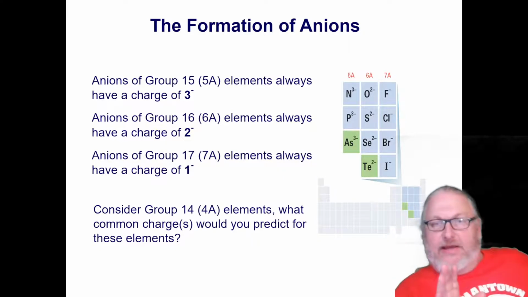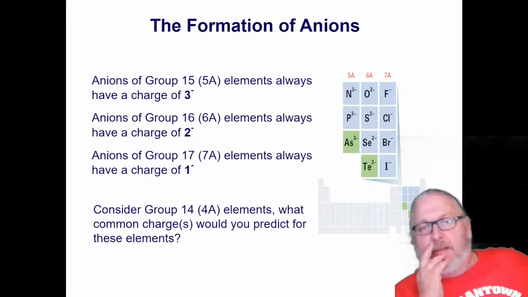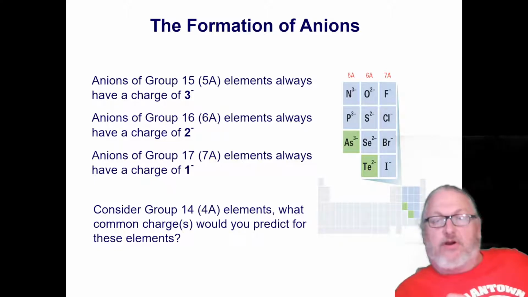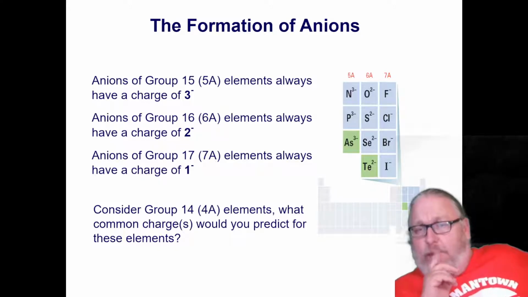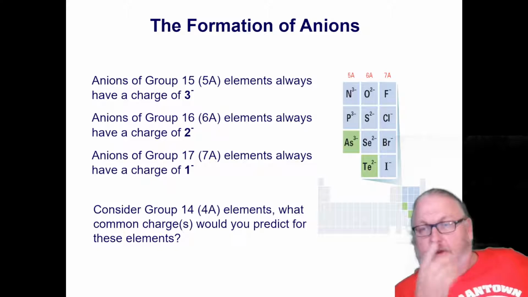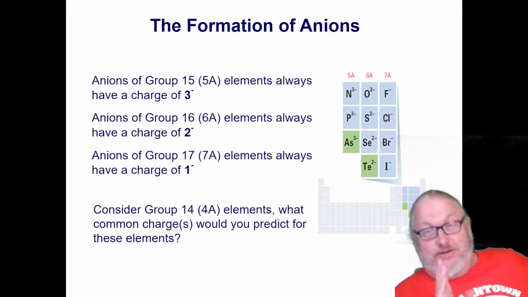Now, the anions of group 15 almost always have a charge of 3 minus: nitrogen, phosphorus, and arsenic. Anions of group 16 elements usually have a charge of 2 minus. That's oxygen, sulfur, selenium, tellurium. So group 17, fluorine, chlorine, bromine, iodine, they're almost always going to have a charge of 1 minus. In fact, they do have a charge of 1 minus.